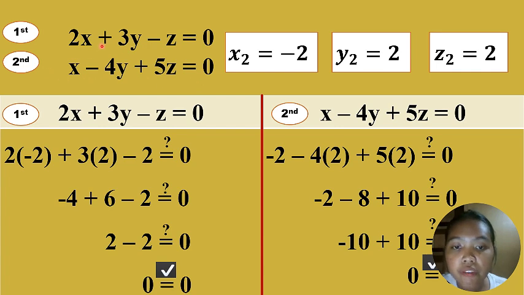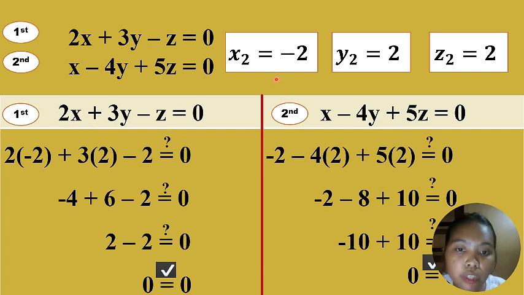And we need to verify that these values x sub 2, y sub 2, z sub 2 are indeed solutions to these two equations. So first thing is we need to use the first equation, 2x plus 3y minus z is equal to 0. So we are going to substitute these values into this equation.